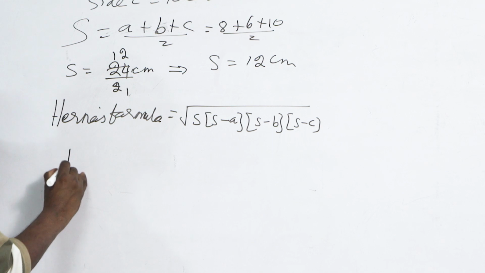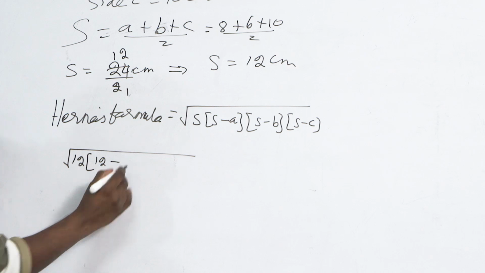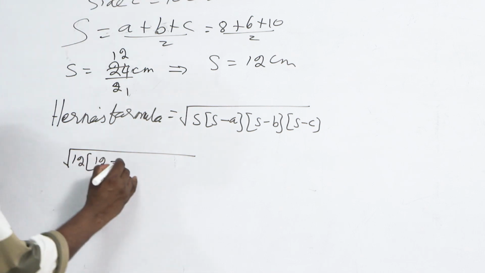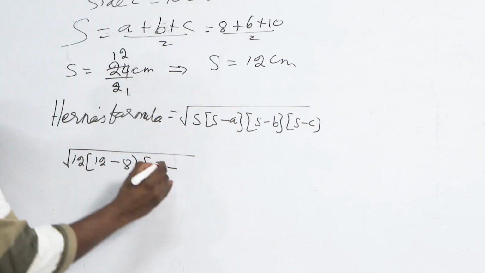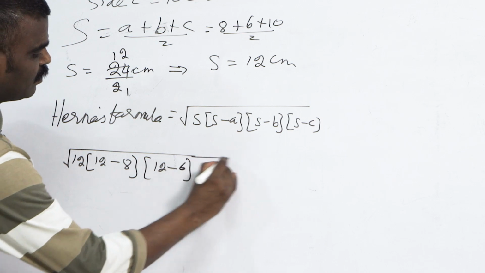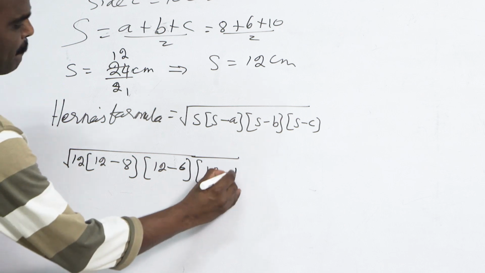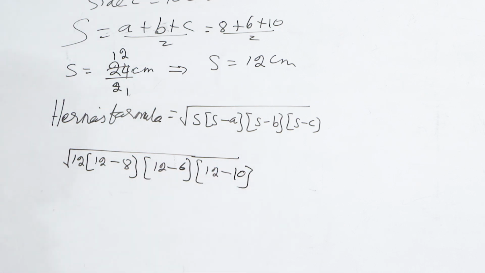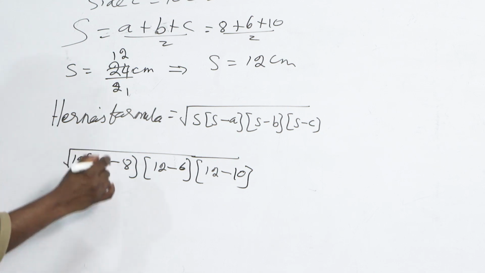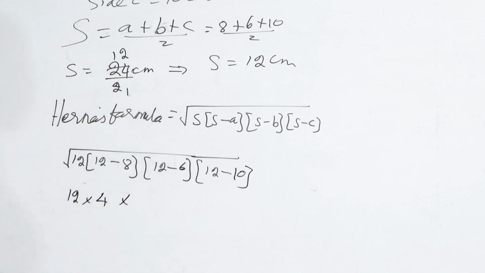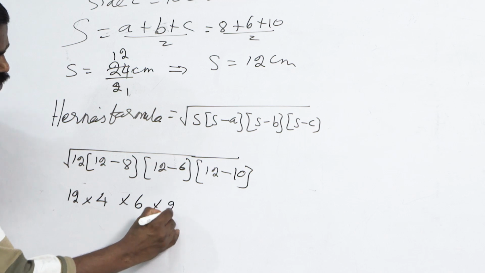Okay. What is S? S equals how many? 12. 12 minus A. What is A? A is equal to how much? 8. 12 minus B. What is B? 6. 12 minus C. What is C? 10. Okay. 12 into 12 minus 8, how much? 4. 12 minus 6, 6. 12 minus 10, 2.